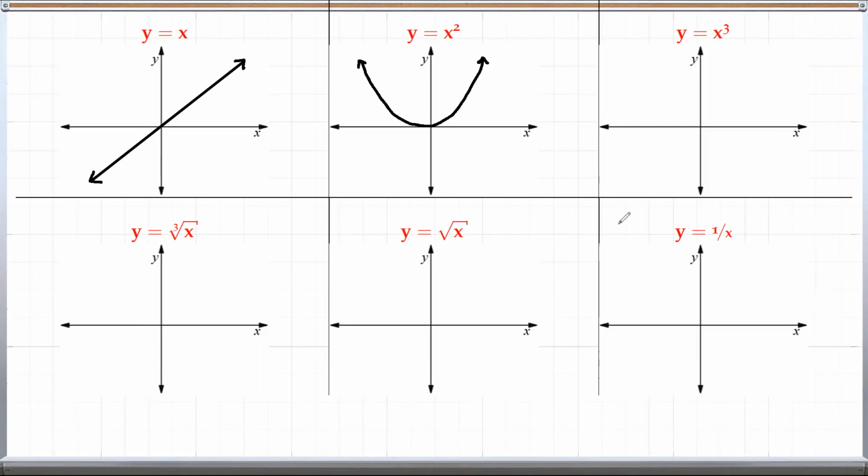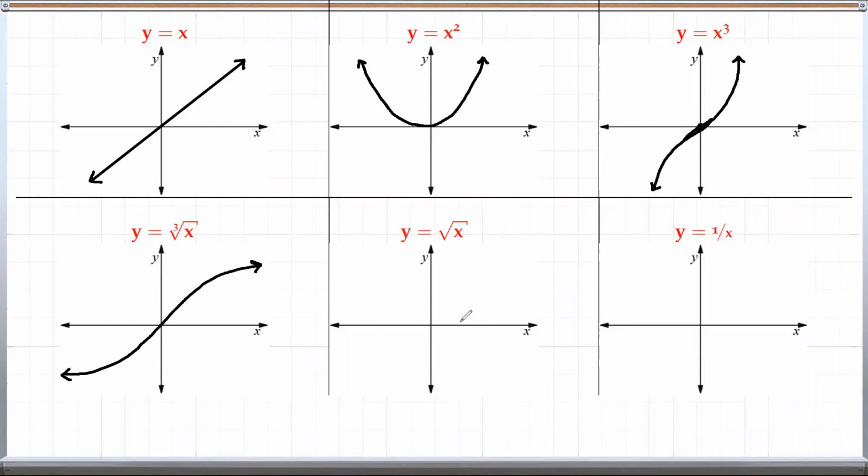The third one is y equals x cubed. It will look like this one, and it should go through the origin. The fourth one is cubic root of x. So it will look like this, so this is the graph of cubic root of x.